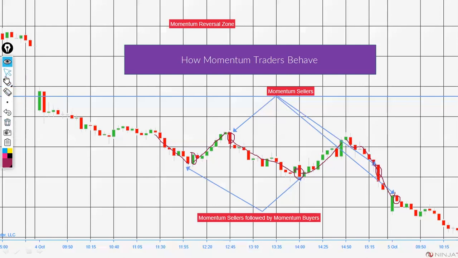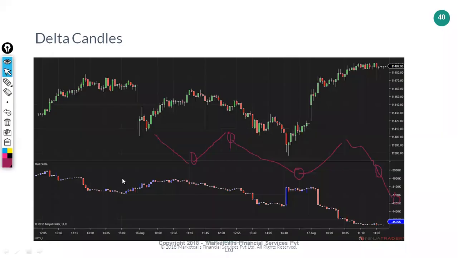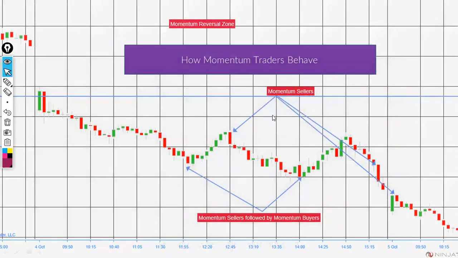If you look closely at the order flow charts, the momentum buyers or sellers typically come in the form of momentum, mostly at the edges. If the markets are going down and you see a momentum seller followed by a momentum buyer, that is where the trend auction reversal happens.